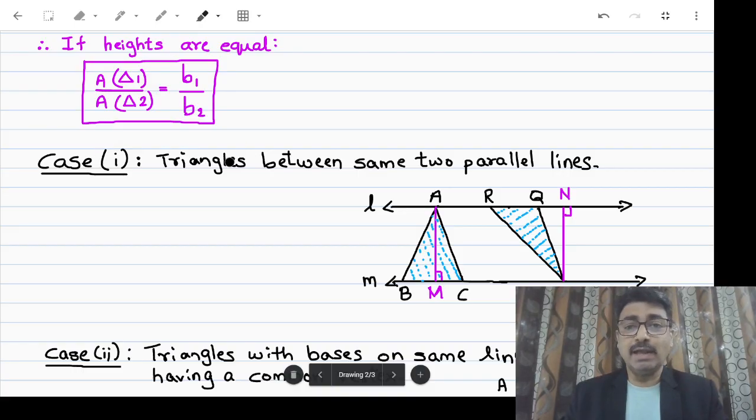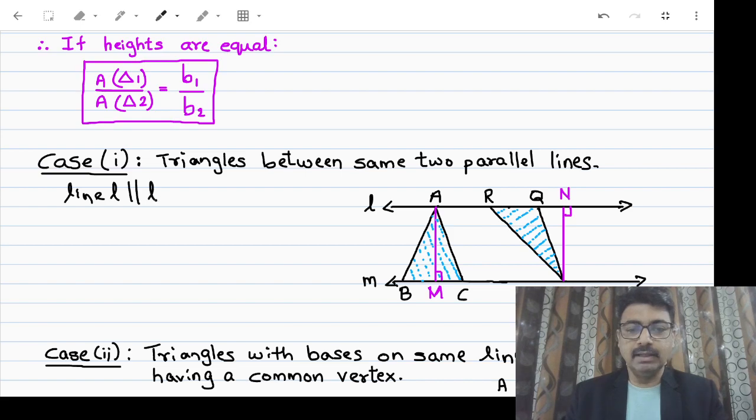So the first case is where the triangles lie between the same two parallel lines. Suppose we have line L and line M parallel to each other. So I will write line L parallel to line M. And then, if you observe, triangle ABC lies between the same two parallel lines. A is on one parallel line, base BC on the other parallel line, and triangle PQR also lies between the same two parallel lines L and M, where P is on the parallel line M, base QR is on the parallel line L.